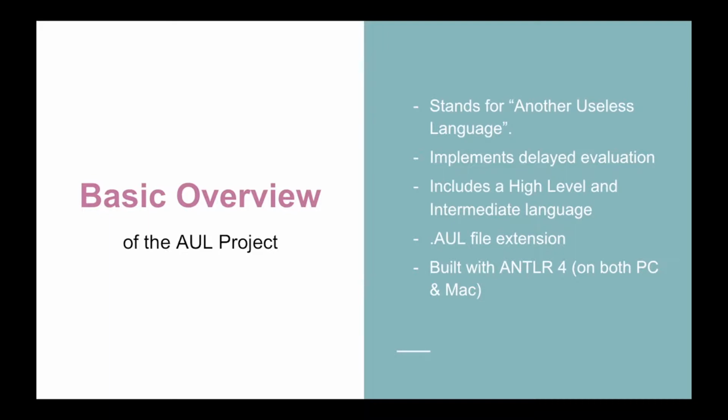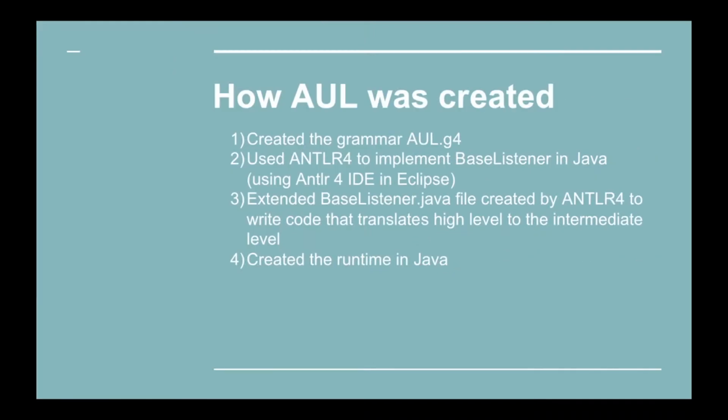The file name extension for OWL is, clearly, .aul. And OWL was built with ANTLR 4.4 on both PC and Mac. We also used Eclipse and Sublime during the creation process of our project. There were 4 main steps that we went through as a team to create our language.